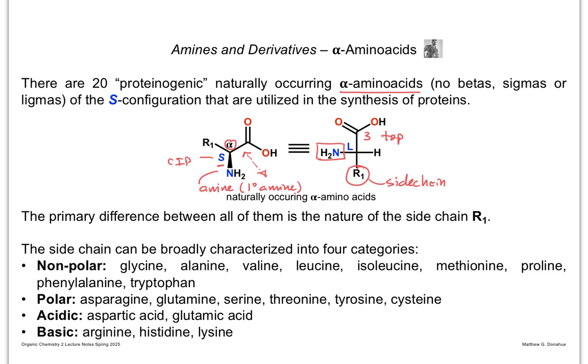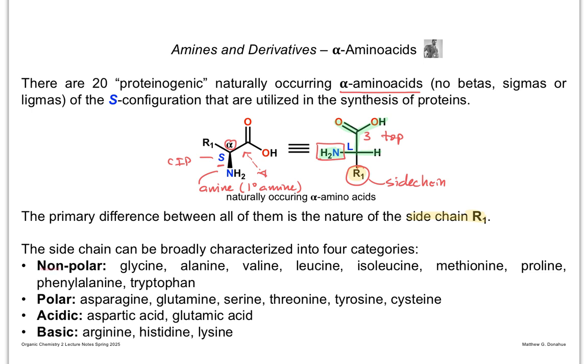So the common structural features with all of these amino acids, I'll highlight that in green. So you have the acid, you have the alpha carbon, you have your hydrogen to the right, your amino group to the left. So that's the common features. And then what differs is this side chain R1. So the nature of that side chain R1 can be classified into 4 different groups.